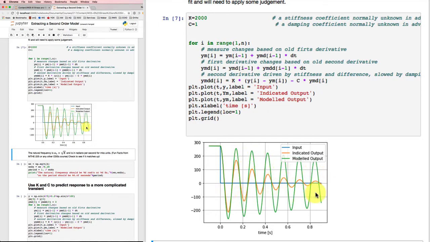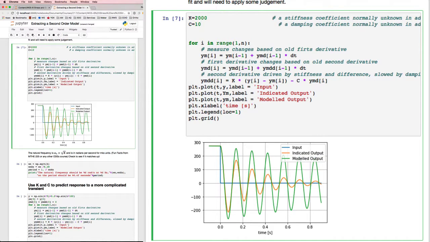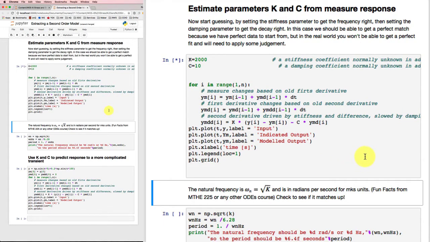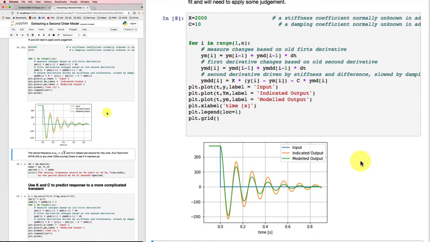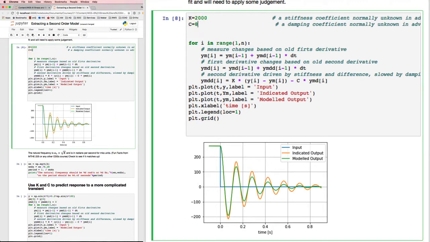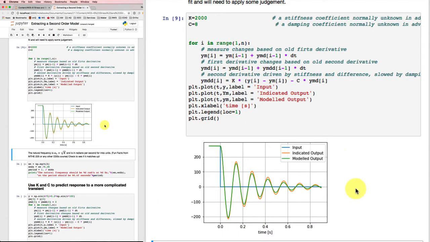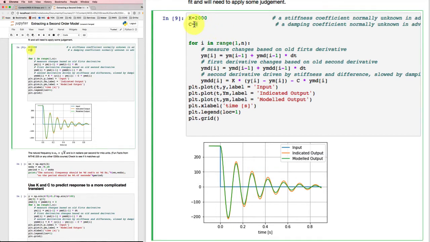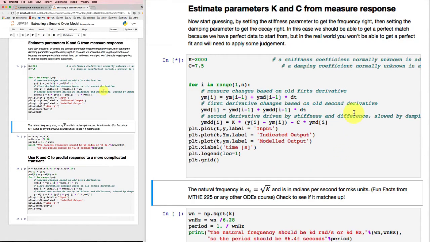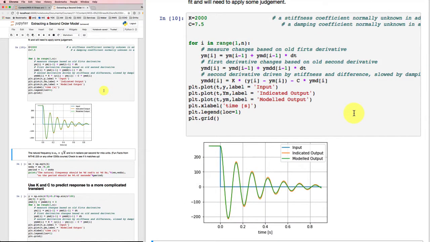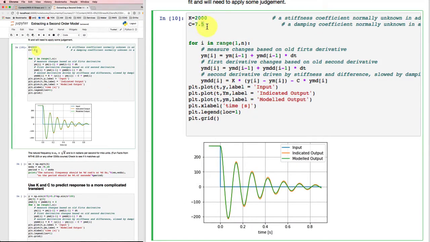But the damping isn't right. So now I know that I need to increase the damping for this green line to damp out faster. So let's make that 10 instead. Oh, it's damping out too fast. Let's make it 8. Not quite there yet. Let's make it 7.5. And, oh, 7.2. 7.1.